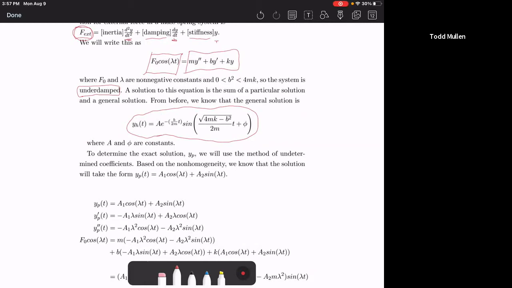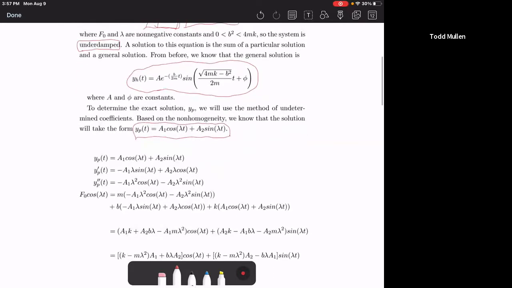Based on the non-homogeneity, that's our value that isn't 0 on the other side of the equation, our F naught cos lambda t, we know that the solution will take the form A1 cos lambda t plus A2 sine lambda t. And that's why we chose to put this cos term in here. So it wasn't just some constant. So it would give us a direction for our solution.